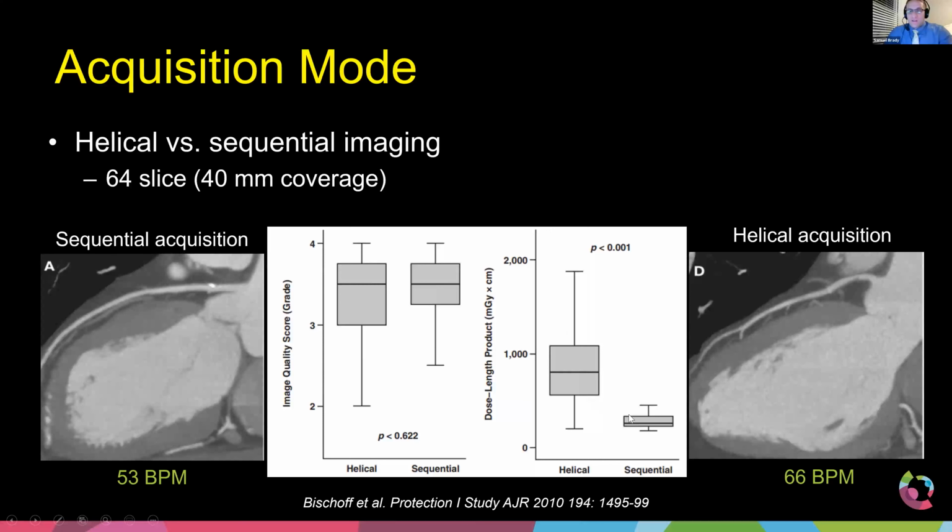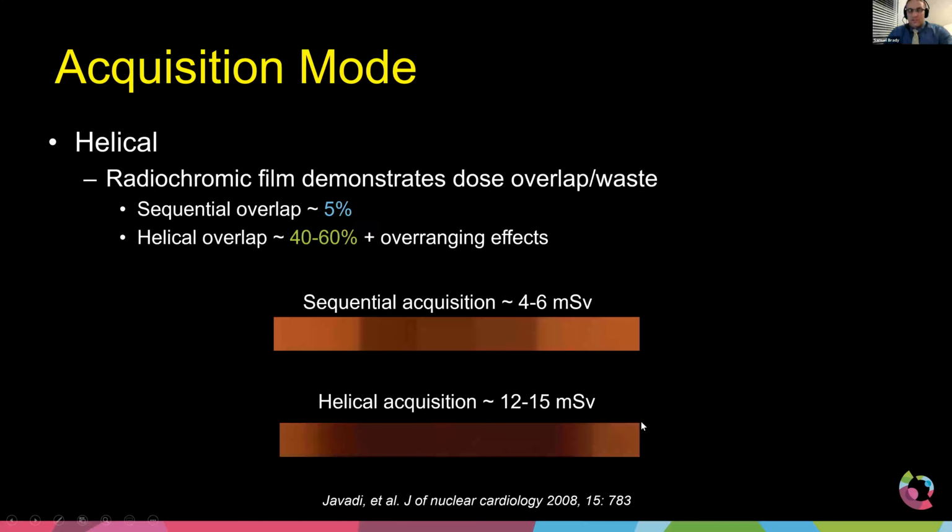But the dose in the olden days when you did sequential was lower because it was step and shoot. And you remember we talked about the helical overranging. And if you're going to be constantly imaging and you're having a low pitch, you're going to be overlapping the dose, the anatomy multiple times to collect all the data you need to create all of the images.